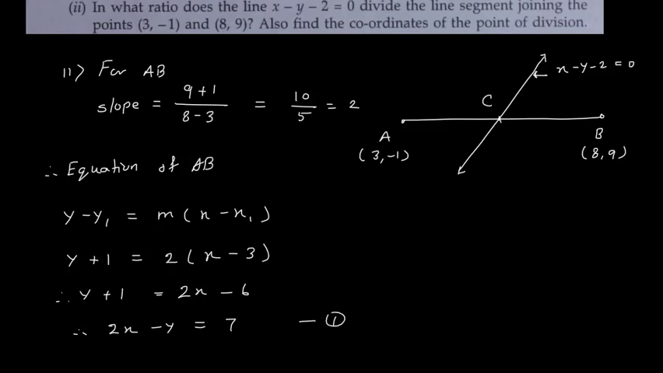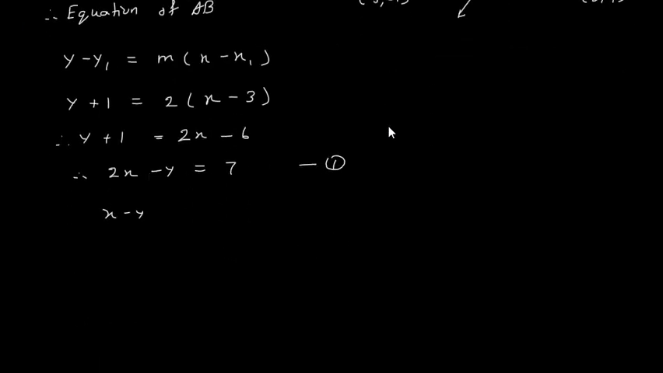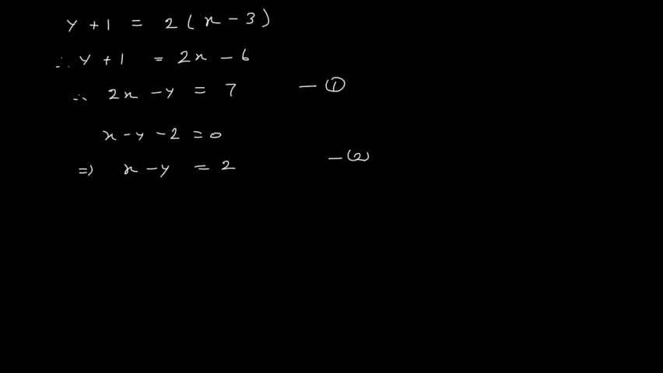So this is equation 1. And here, x minus y minus 2 is 0, so x minus y is 2. This is our equation number 2. Now when I solve these two equations simultaneously, I will get the intersection point. So what we do here, we subtract equation 2 from equation 1.